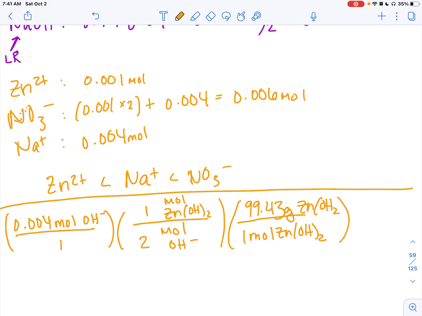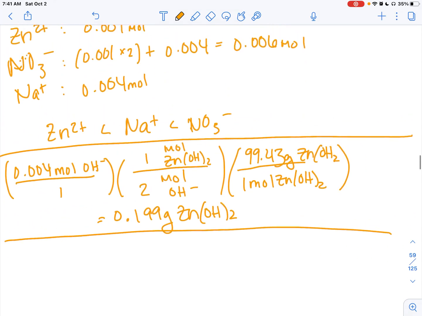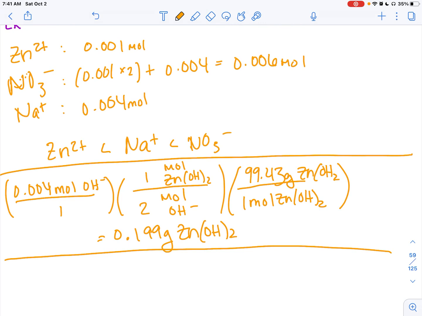Our molar mass of zinc hydroxide. So that gives us our mass of precipitate that would form, or in theory would form. That's actually our theoretical yield, but that's not this problem. All right, so the last one is to find the molarity of each concentration, of each ion.